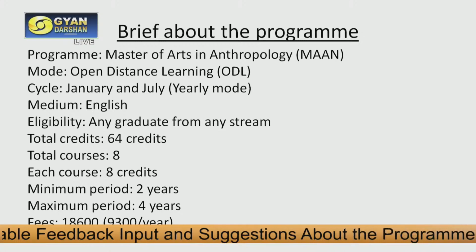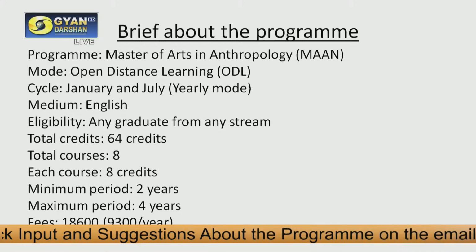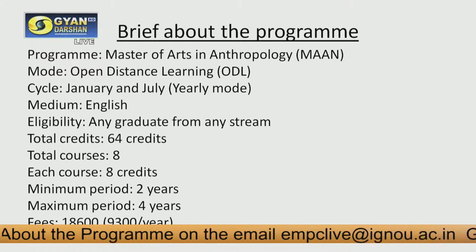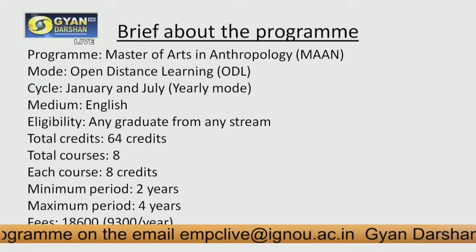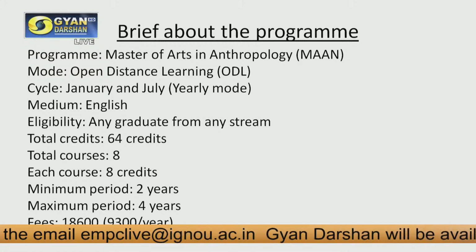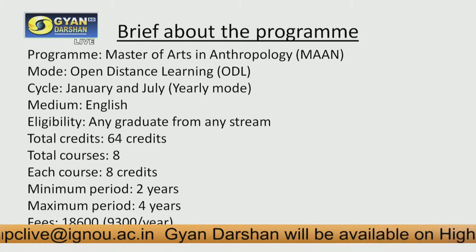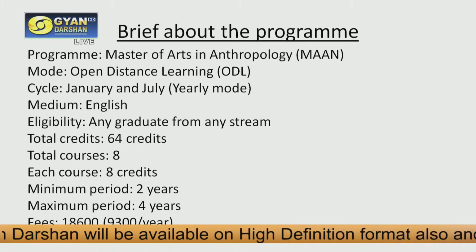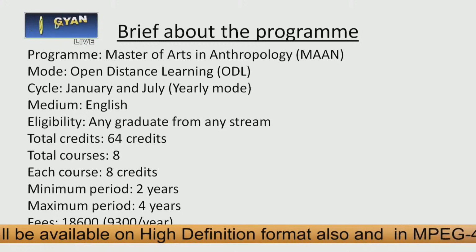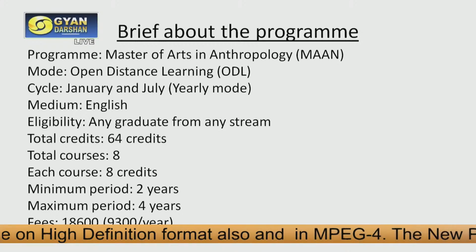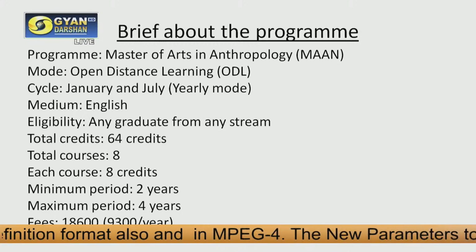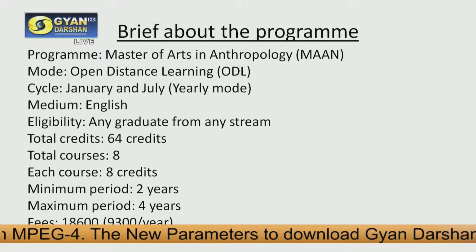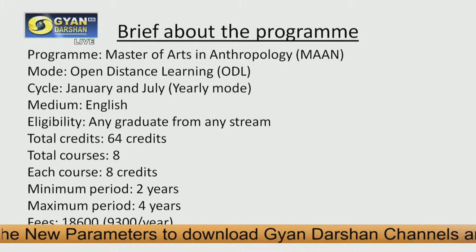The learner can complete a particular course in 1 year, and if you cannot complete, you can switch over to the next year and submit the assignment. You need not give the term-end examination in the same academic year. You can give it in the next year also. IGNOU will accept. For taking admission into this program, the fee is 8,600, that is, 9,300 per year.